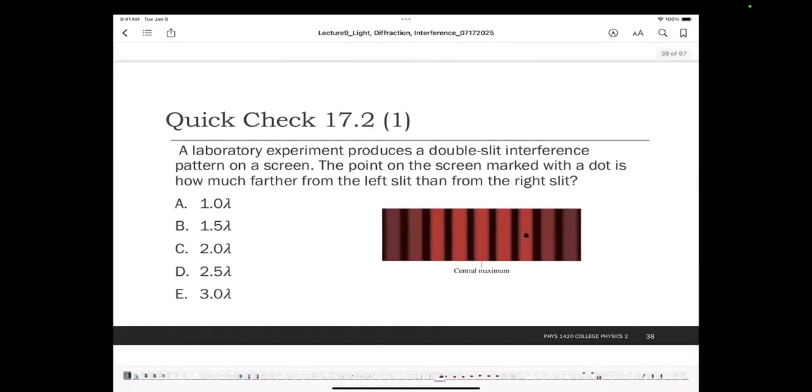Okay, let's continue. Let's view some quick check questions. A laboratory experiment produces a double slit interference pattern on the screen. The point on the screen marked with a dot is how much farther from the left slit than from the right slit.